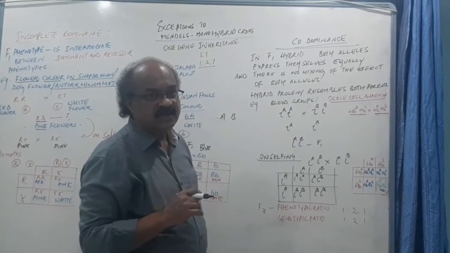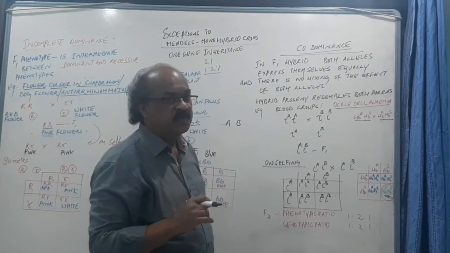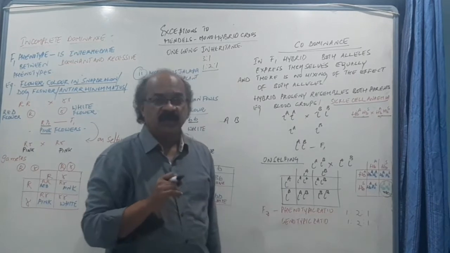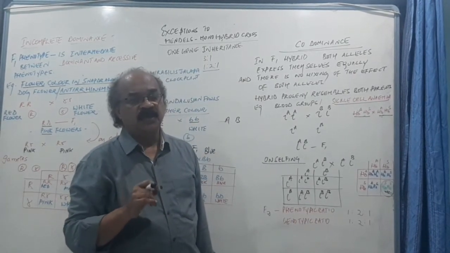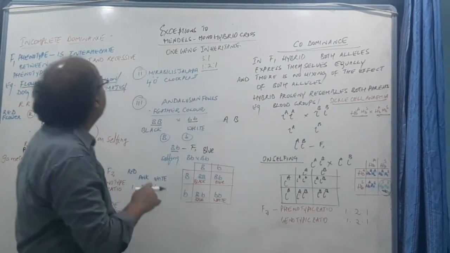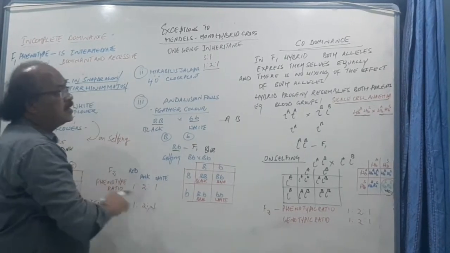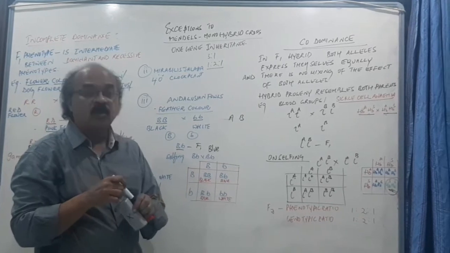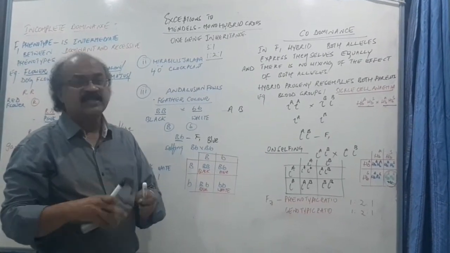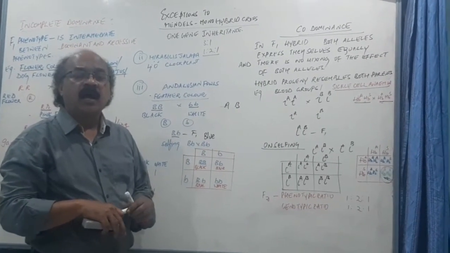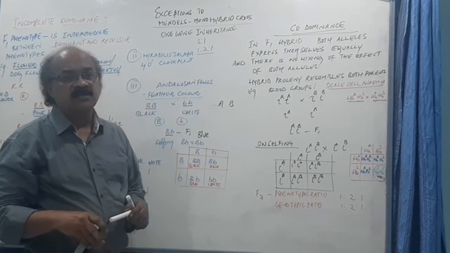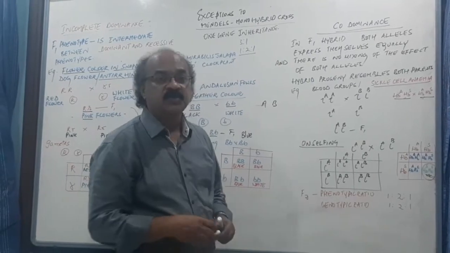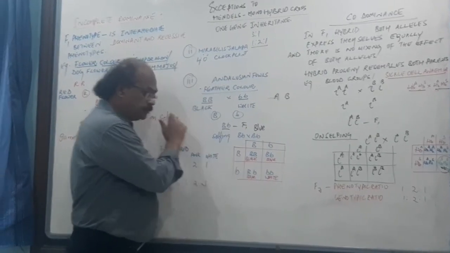The codominance in F2, both the phenotype and the genotype ratios are 1:2:1. Remember, incomplete dominance, codominance, in both the cases, in F2, the phenotype and the genotype ratios are same, that is 1:2:1.